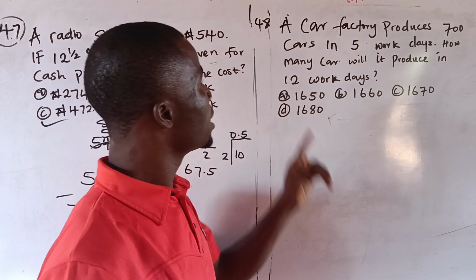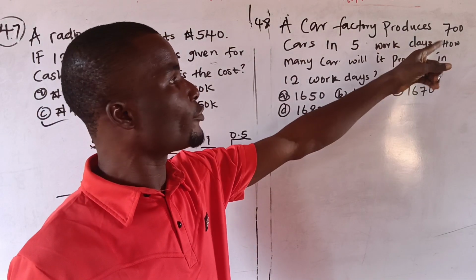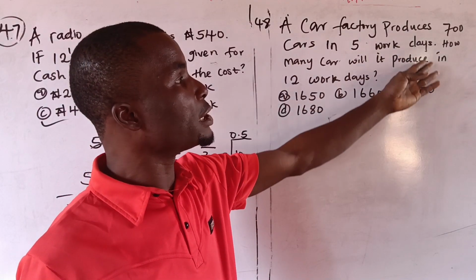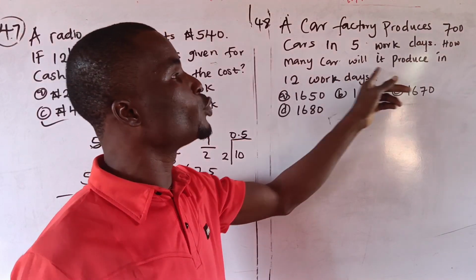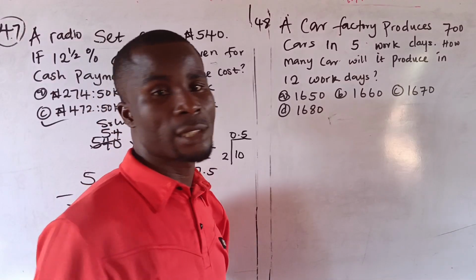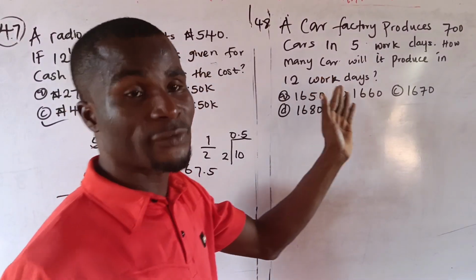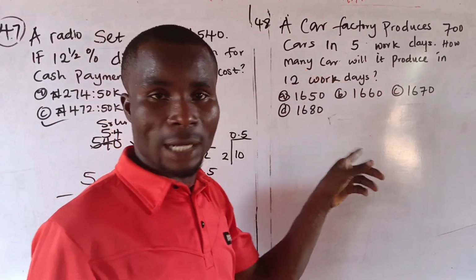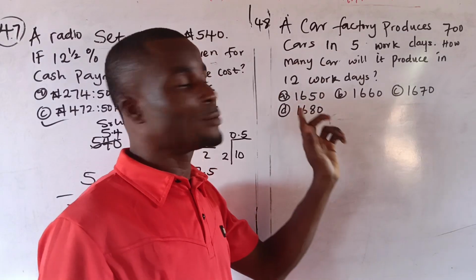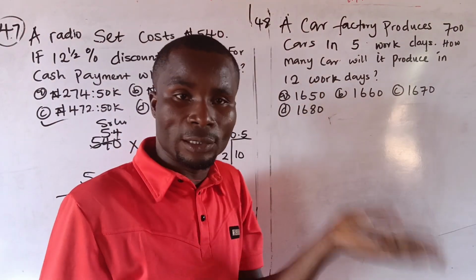A car factory produces 700 cars in 5 work days. How many cars will it produce in 12 work days? So what they want us to achieve here is to know the number of cars that will be produced in 12 work days.